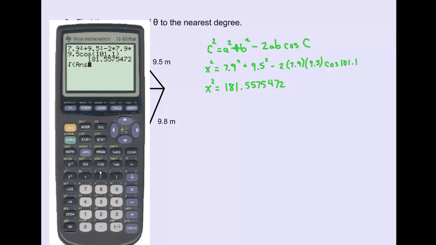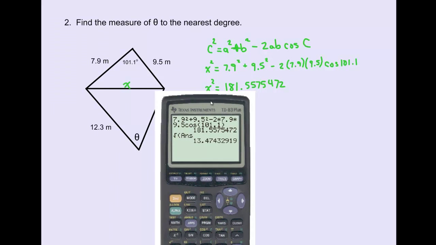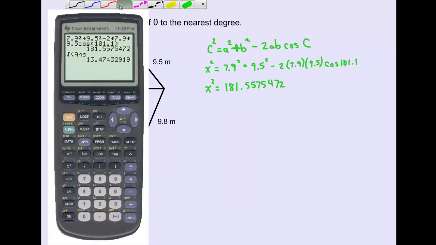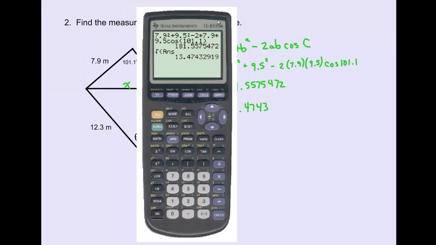My graphing calculator has an answer button, so it keeps all the decimal places for me. We get 13.474. Now again, I'm going to be using this x in my next example, so I want to keep as many decimal places as possible. I don't want to round yet. So let's say x is going to equal approximately, I'm going to keep 4 decimal places, 13.4743. Okay.